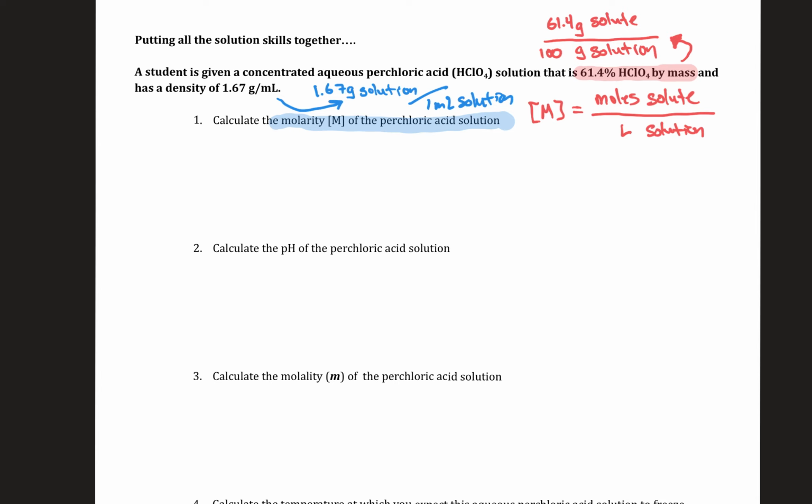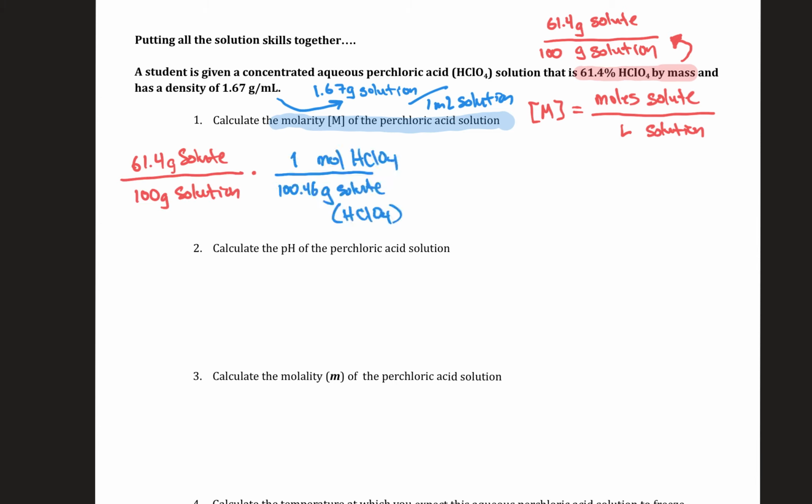The better starting point here is going to be the percent mass because we have a ratio of solute per solution, instead of solution per solution. So I'm going to start with the percent mass. I'll convert the grams of solute into moles of solute by knowing the molar mass of my perchloric acid, and then I'll convert the grams of solution into liters of solution using the density value.